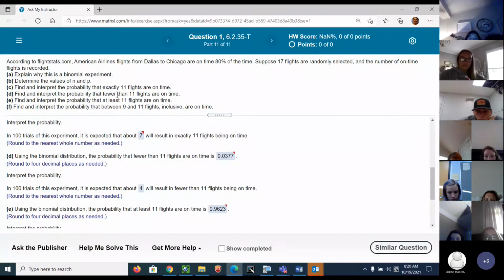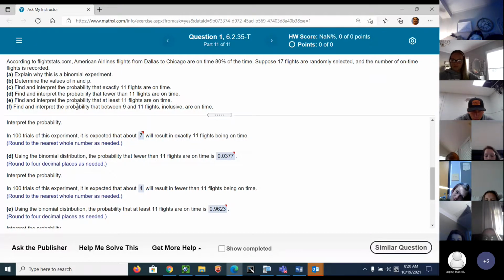So D is going to be X is less than 11. At least. E is going to be X is less than or equal to 11. And F is going to be between 9 and 11, so the probability of 10.